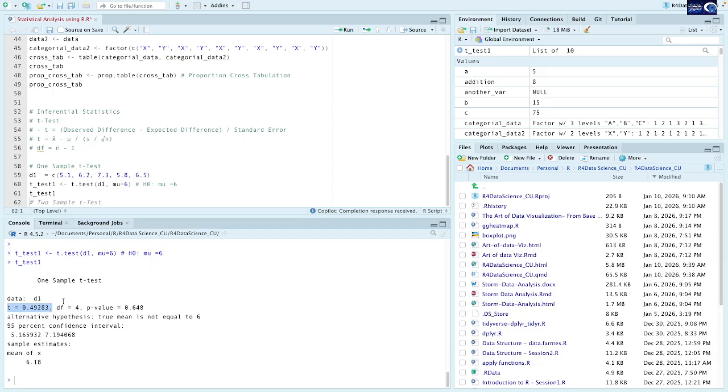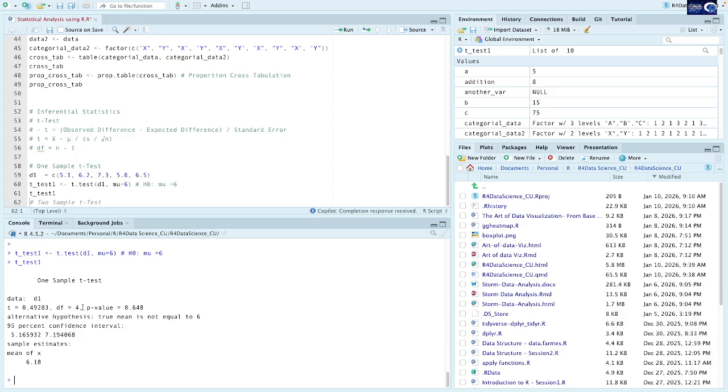Now we have the degrees of freedom. As you already know, the degrees of freedom are related to the sample size. n minus 1 will be the degrees of freedom, and it determines the specific t distribution used to calculate the p value. It will also give you the shape of the t distribution.